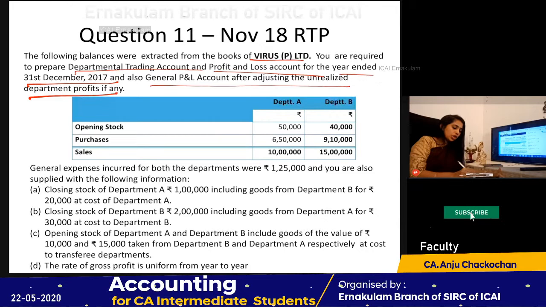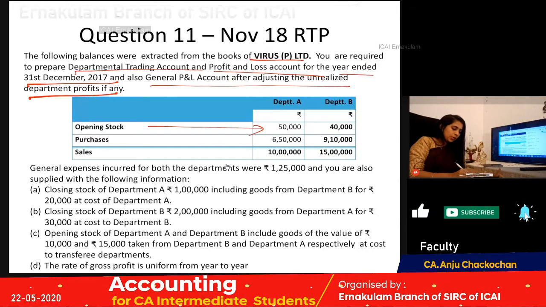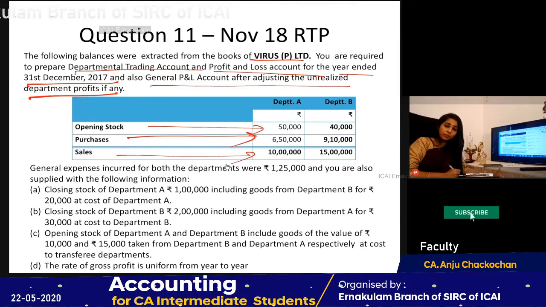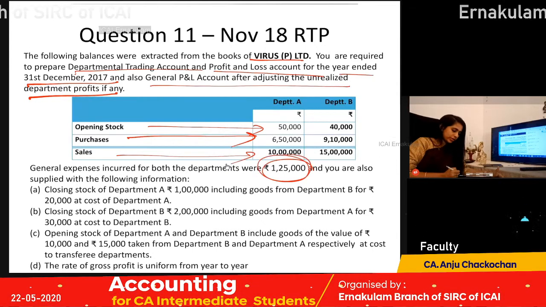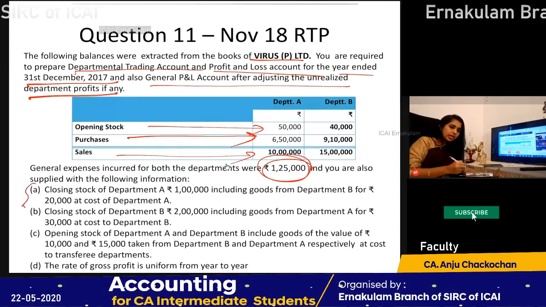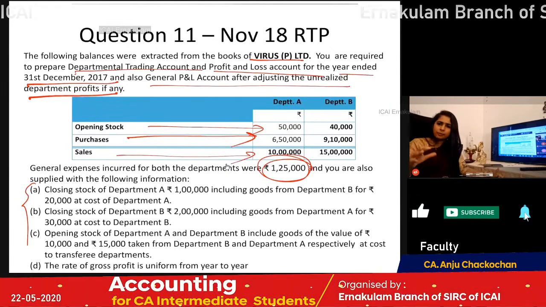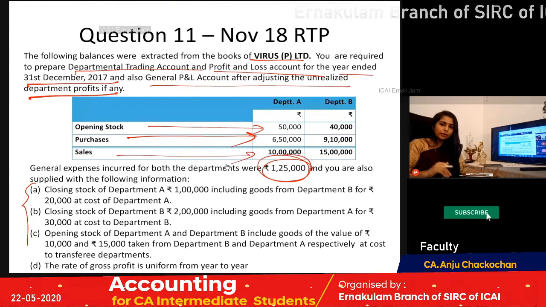The opening stock of the two departments is given. We have the purchases of both departments and the sales of both departments. The general expenses is also given as 1,25,000. Now, these three are the points which we have to be careful about. There are some points about the closing stock of both departments and also about the opening stock.